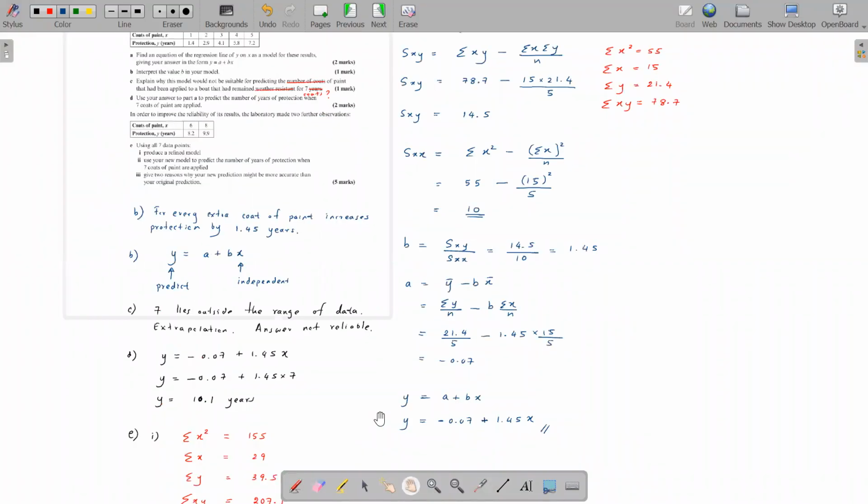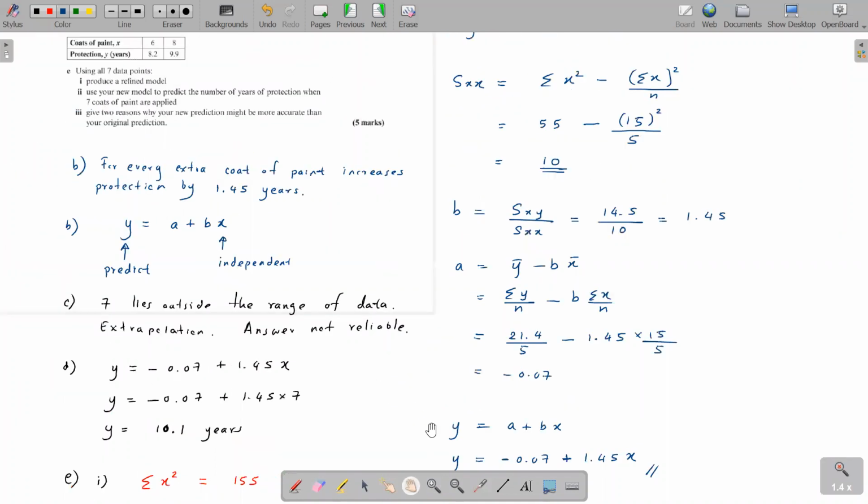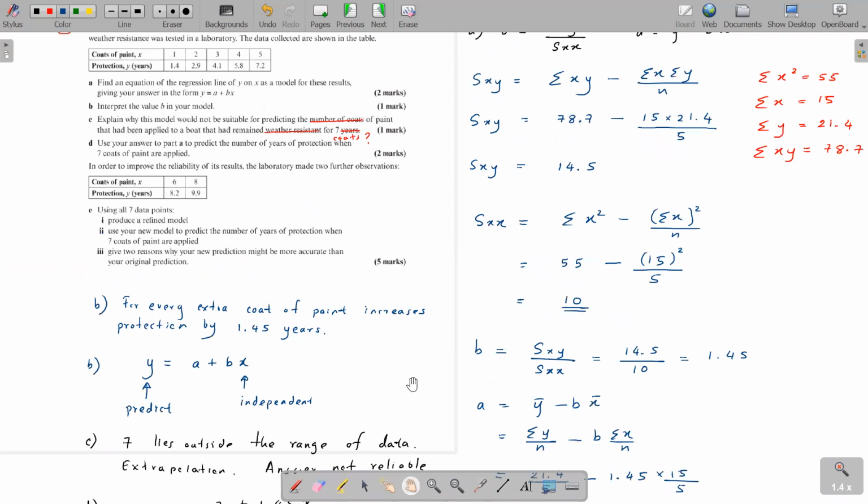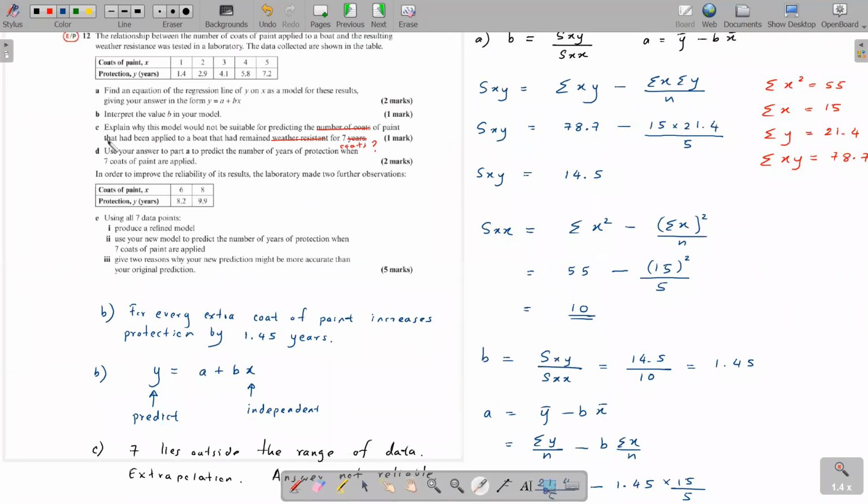All right, guys. So then they're asking you now in part 3, give 2 reasons why your new prediction might be more accurate than your original prediction. So what was the original prediction? The original prediction was what we did in part C, the number of years of protection when 7 coats of paint were applied. We did one in part C and we did one in part E. So how does it change, guys?